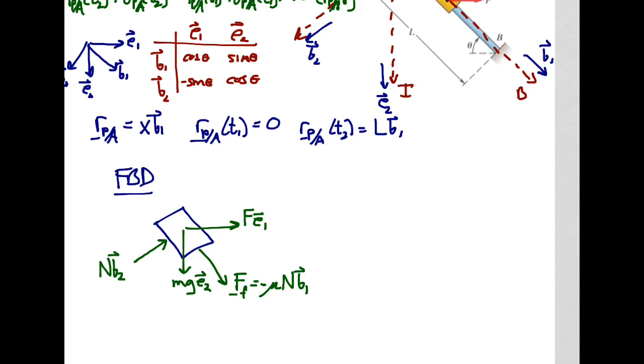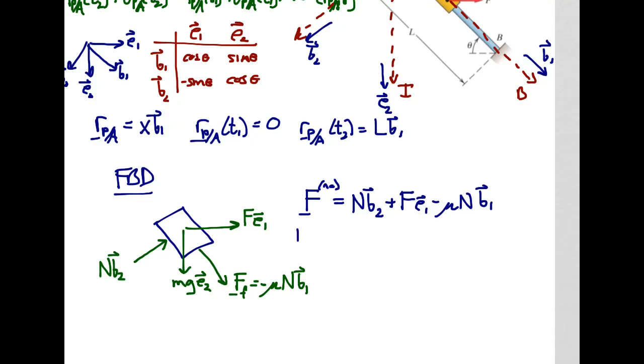So let's write out our expression for our non-conservative force, because we know that we're going to have to calculate the work due to the non-conservative forces later. So this is going to be N in the B2 direction plus F in the E1 direction, and then minus mu in the B1 direction.